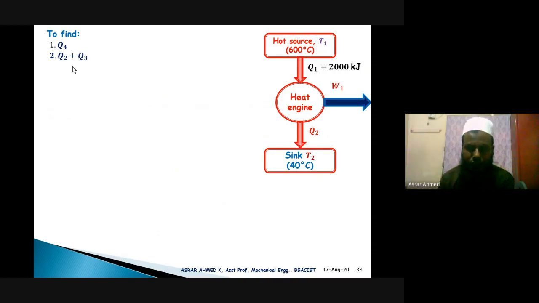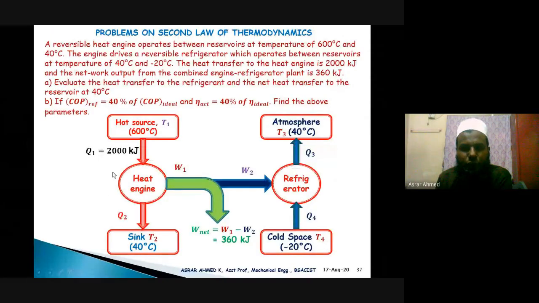If you see the problem, only Q1 is given, right? In this problem, Q1 is given. We need to find Q2, Q3, Q4, as simple as that.